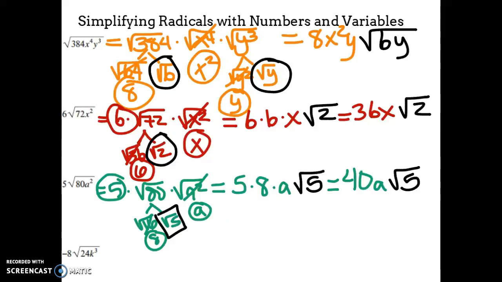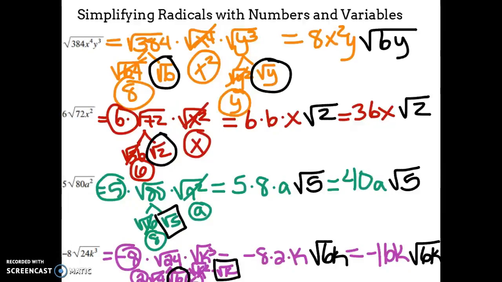A to the 2nd power can be simplified into a. So on the outside we have 5, 8, and a. 5 times 8 times a. 5 times 8 is 40 times a is 40a. And then of course your square root of 5 comes all the way over. Last problem, last time. Go ahead and hit pause for me.